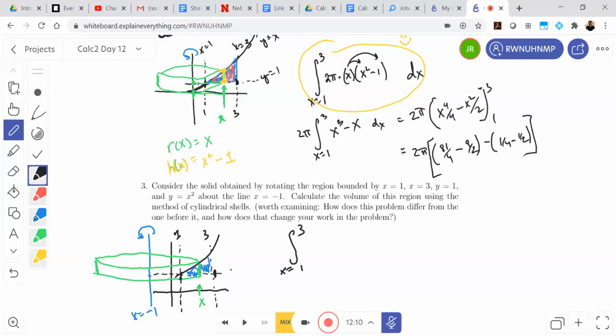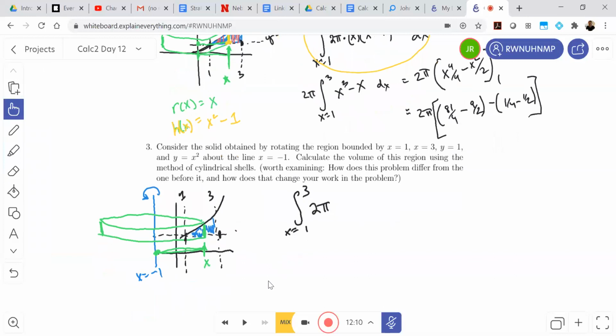And then we have our 2 pi. We have the radius, which has changed now. So at our given x value, let's take a look at this. For our given x value, the radius goes all the way from x down to the axis of revolution. And so in this case, that total distance, that r of x, is going to be x plus 1.